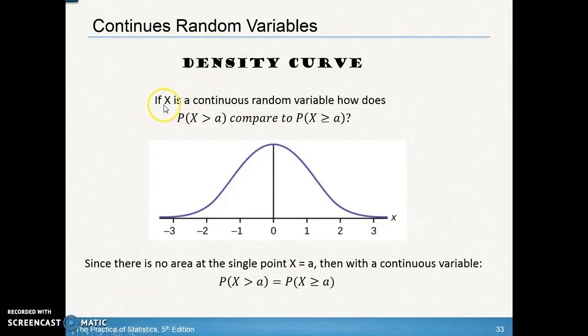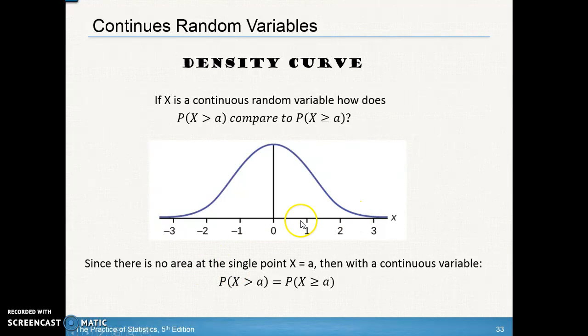Okay, so if x is a continuous random variable, this goes along with what we were just talking about. How does the probability that x is greater than a compare to the probability that x is greater than or equal to a? So let's say, what's the probability that x is greater than 1? That would be all this area to the right of 1. How is that different than the probability that x is greater than or equal to 1? So starting at 1, the area to the right of 1.